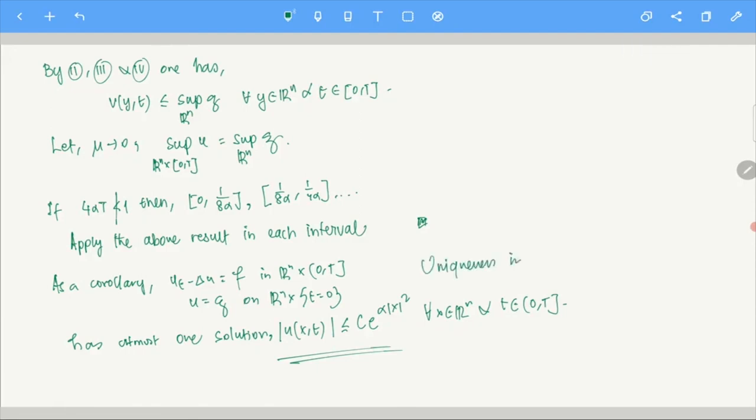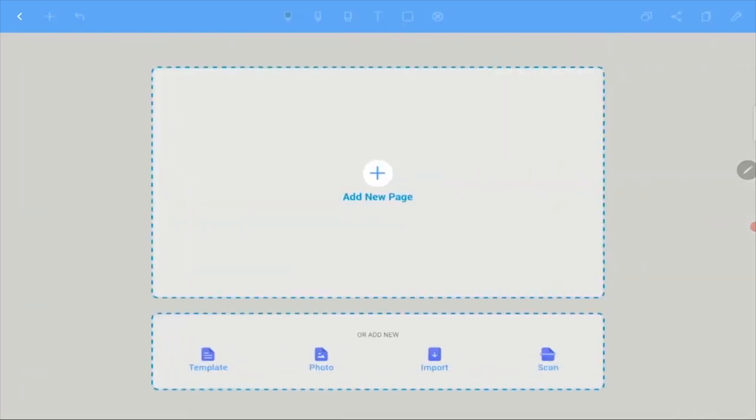Uniqueness in Rn. Is this clear? For a bounded set you have uniqueness. In Rn you have uniqueness, but you have to have the control on u. So the control is given by this exponential function. Clear? Okay, so the last part, I am not quite sure whether I want to prove it or not.